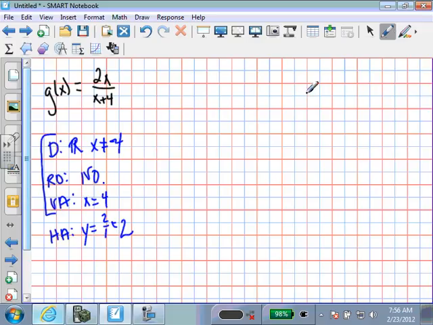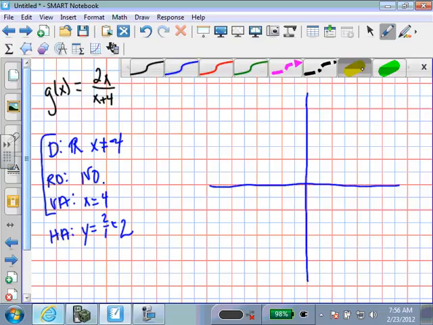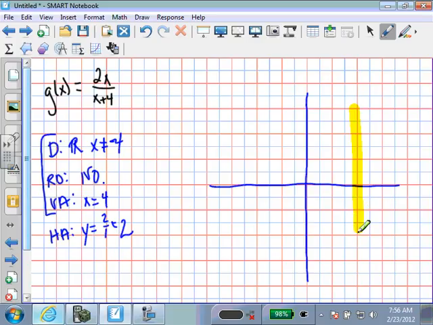Okay, so let's draw this. My vertical asymptote is at 4. I'm going to use these to count by ones now. So that's at 4. My horizontal asymptote is at y equals 2. So I've created the same sort of one vertical and one horizontal asymptote. I'm probably going to get a graph that looks similar to the last one, but it's going to be in a different place.